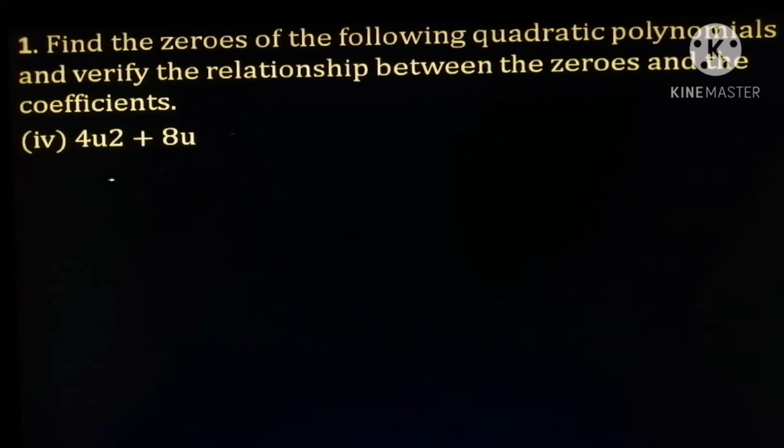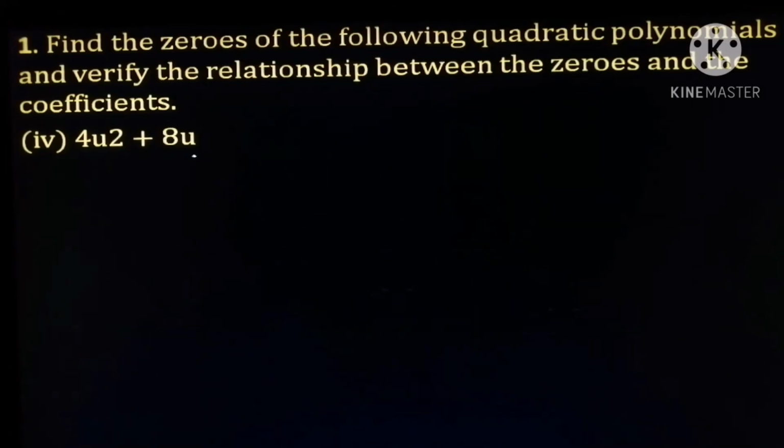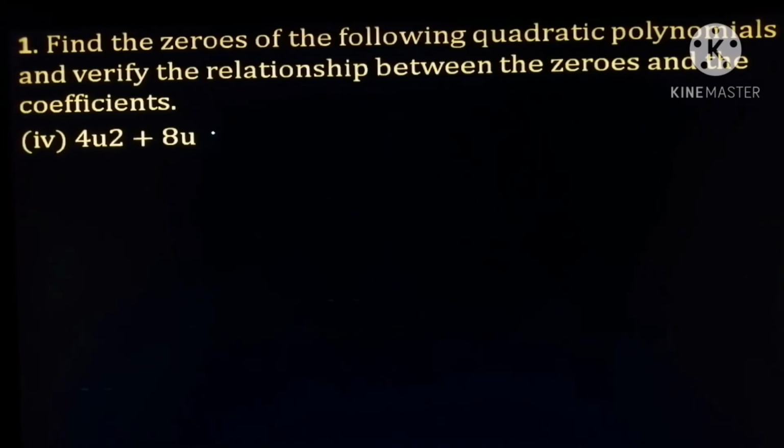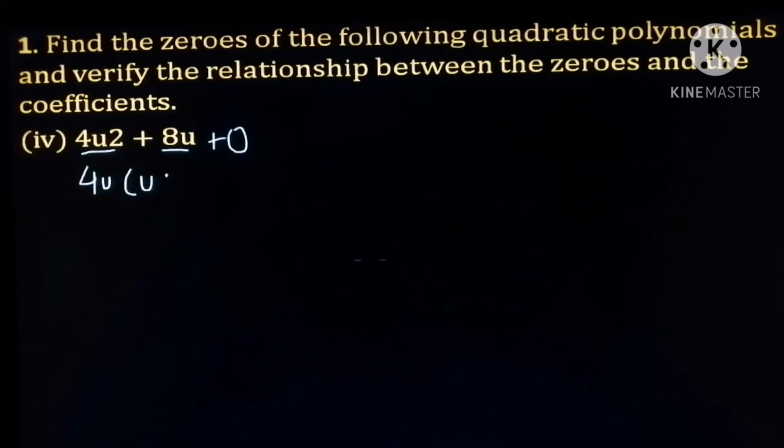Let's move on to the next one. Here you have 4u square plus 8u. This implies that you don't have any c term, so it can be written as plus 0, where 0 is our c term. As you can see from these two terms, 4 and 8 have a common divisor of 4. So you can take 4 as common, also u as common. So when you take out 4u as common, you are left with u here and a 2 here. So u plus 2. So these are your two factors.